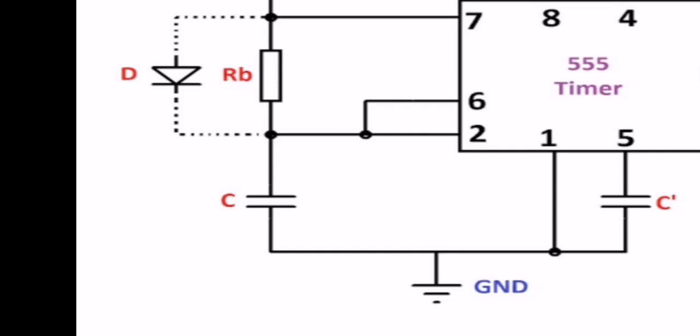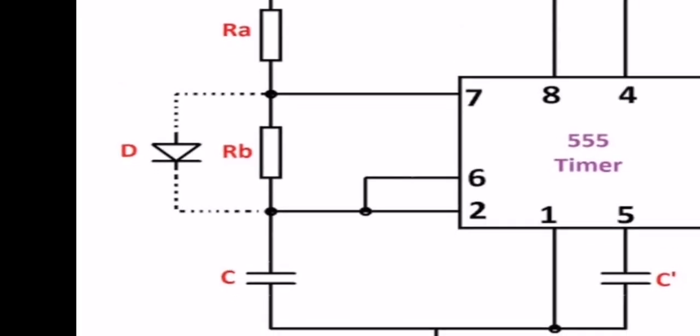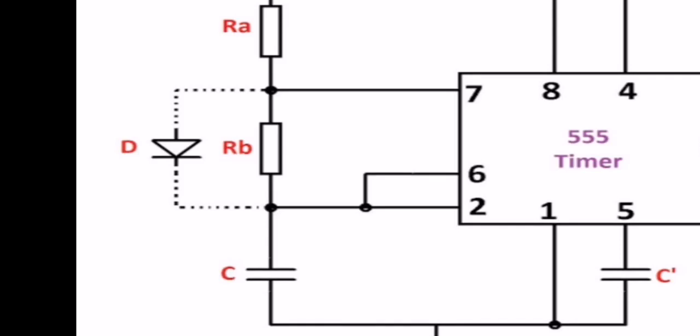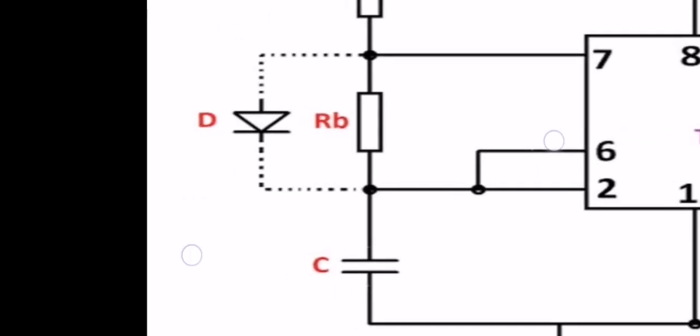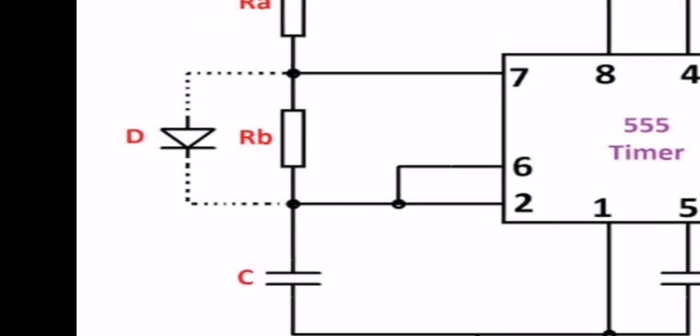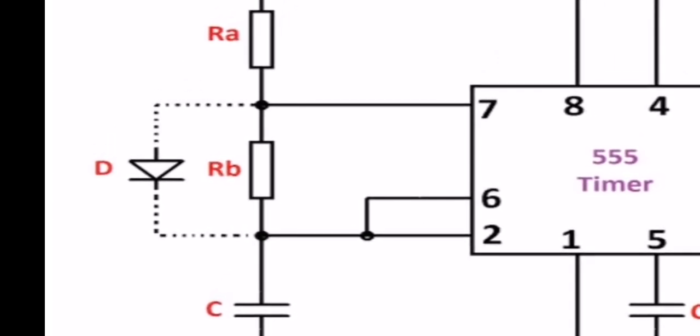The discharge pin, which is pin number 7, is connected to the resistor RB. Here discharge is connected to RB in such a way that the capacitor can discharge through RB. This pin 7 is connected to RB so that this capacitor can discharge through RB.